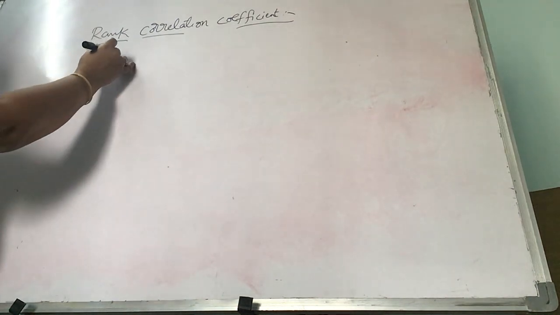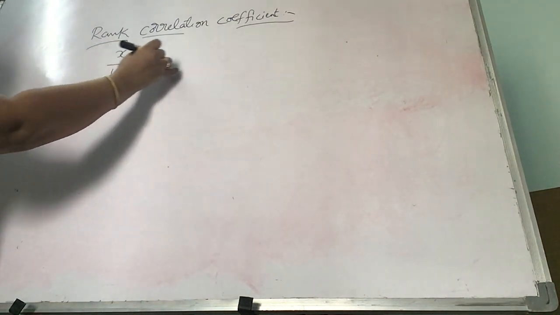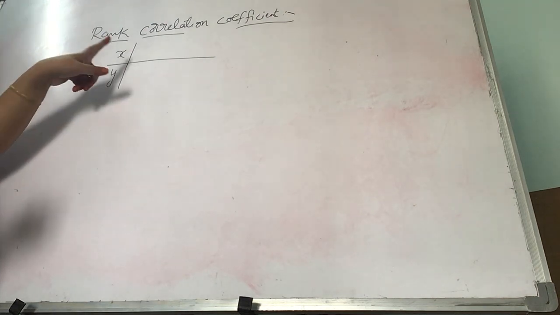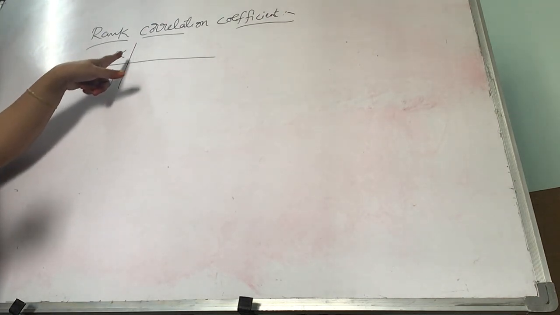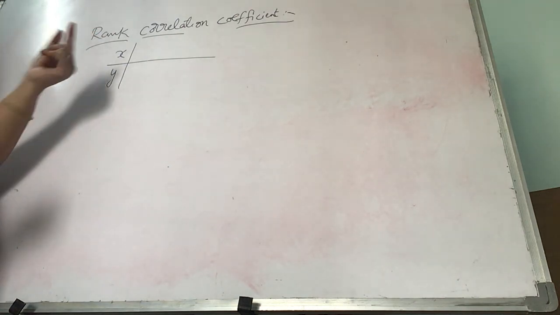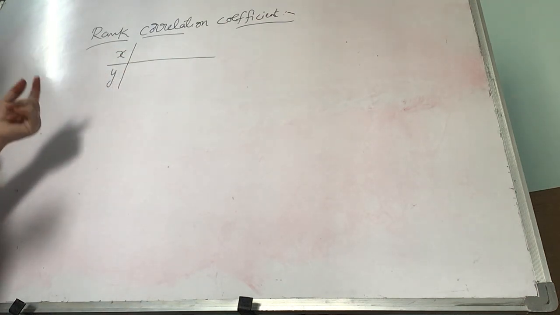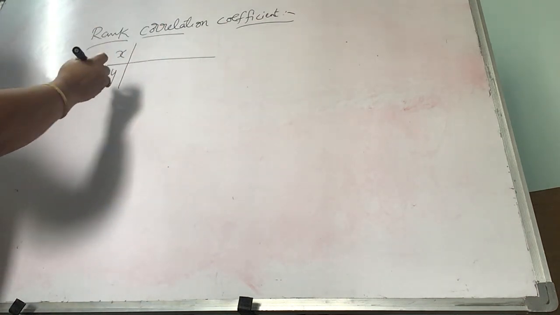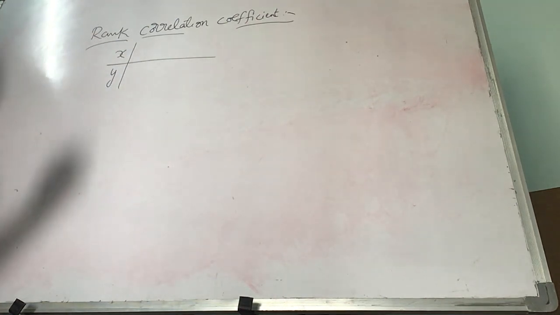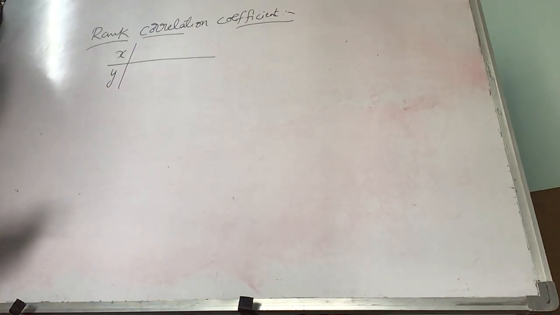If we consider two variables x and y, we have to find the rank correlation coefficient between these two variables. Here we have some observations for x variable and some observations for y variable. How to calculate the rank correlation coefficient? First we assign ranks to these variables. We have to assign the ranks for the given observations. How to assign the ranks?